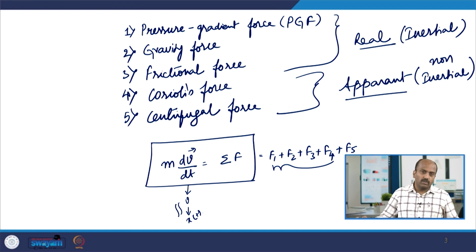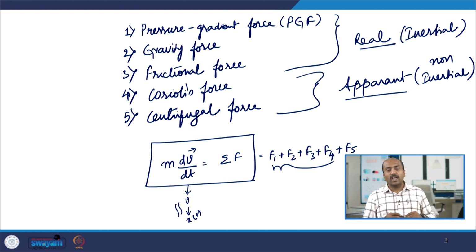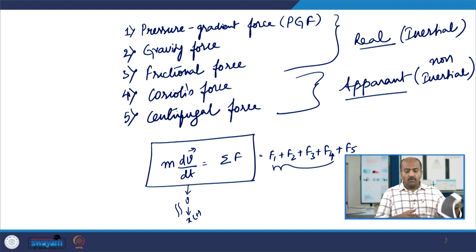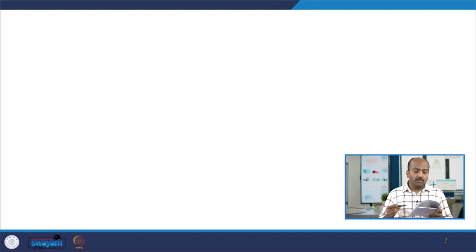What is the role of the equation of motion? The equation of motion tells you accurately how the motion is taking place, how things will move around, right. Now, I will not do the derivation of these forces, I will just try to see how these forces can be defined.